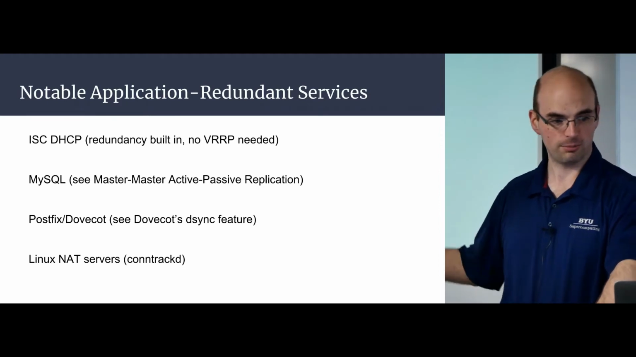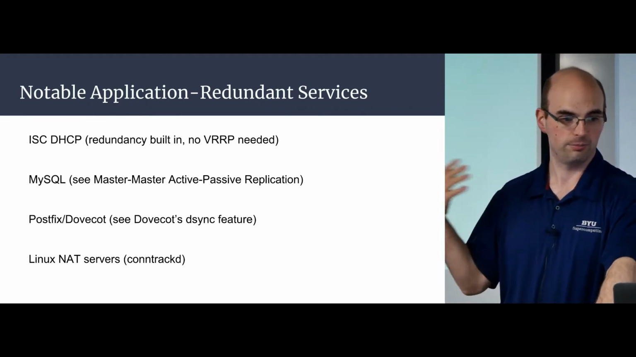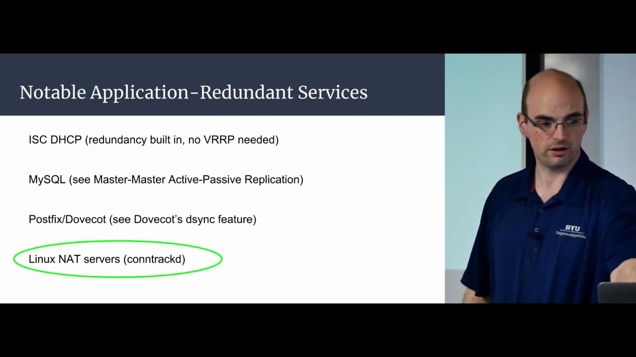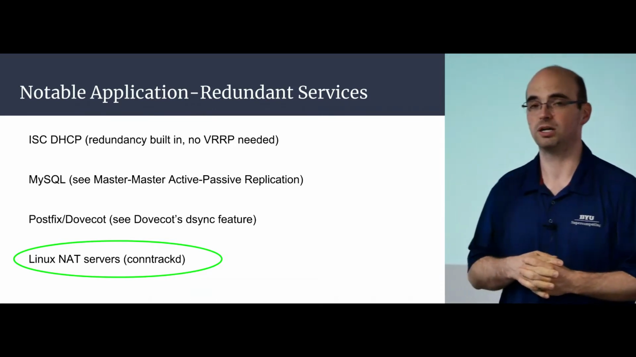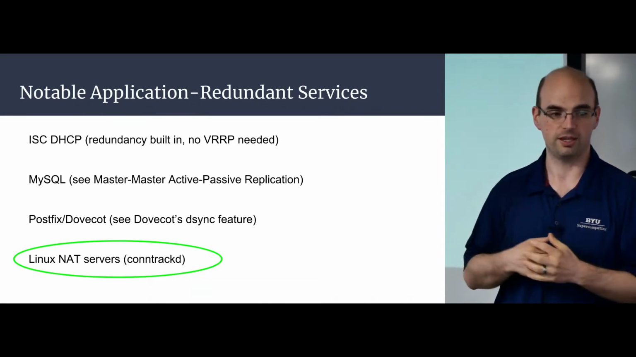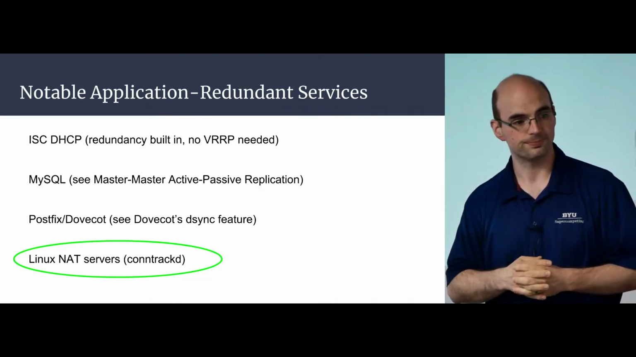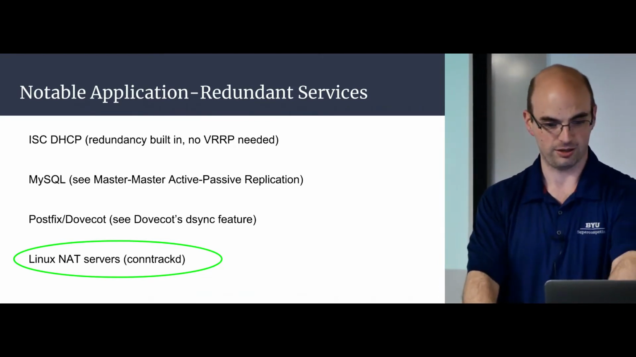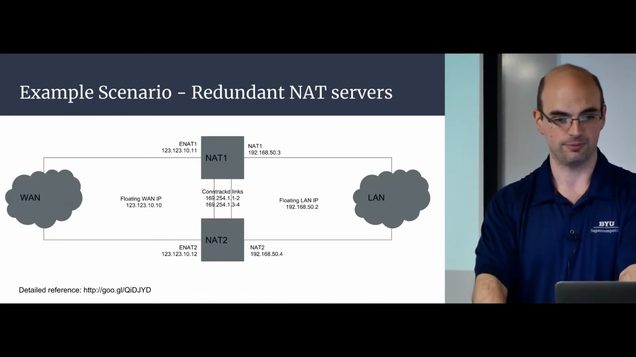We have set up MySQL with some active passive replication, postfix and dovecot, and in particular, we're going to use as a scenario here these Linux NAT servers. And really, it's pretty straightforward when you understand it. But this is kind of an example scenario we're going to base a lot of what we talk about tonight on. This does involve both VRRP and a daemon called conntrackd. We'll go into a little bit of detail about how that's done.